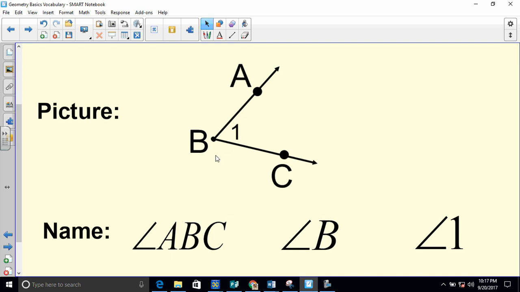If the vertex isn't shared with any other angle, then you can name it by one letter and call that angle B. And if the pictures happen to have numbers in them and the angles are numbered, I can also call that angle 1.